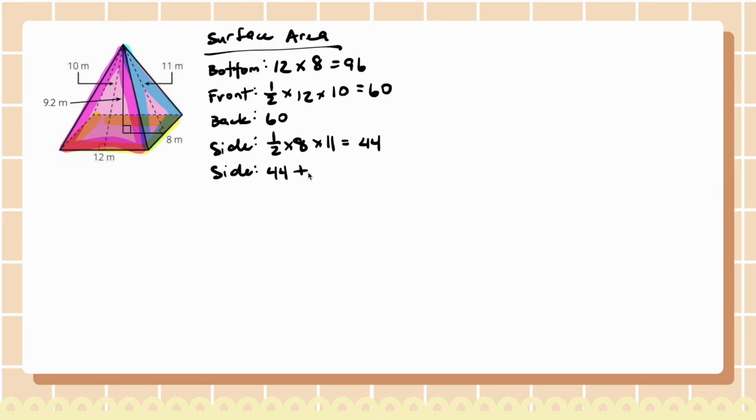So I'm just going to write that in, and then we're going to add up all 5 sides. So let's add 96 plus 60 plus 60 plus 44 plus 44. All of that gets me a total of 304, and our units are meters squared. And that's surface area. Now let's break down what we just did.